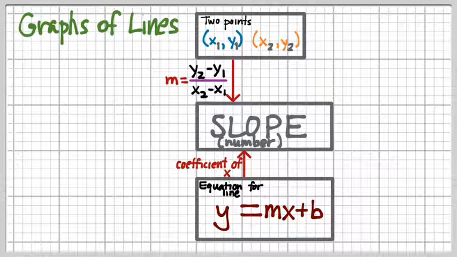So far what we know how to do is, if we have an equation for a line that somebody hands us, we know how to find the slope of that line from the equation. Just read off the coefficient of x. It is m. M stands for slope.